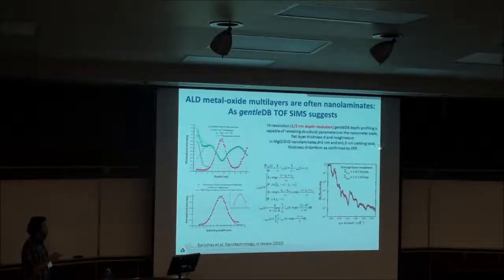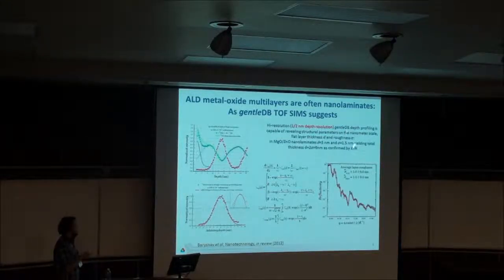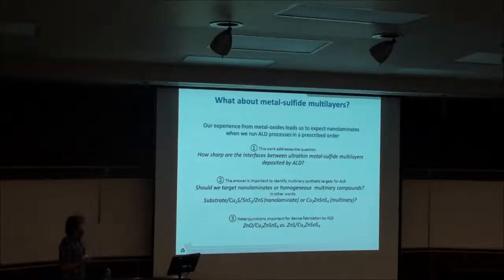And we were also able to learn something about the nanolaminates themselves. We showed that the flat thickness of these nanolaminates grown by atomic layer deposition was only 3 nanometers, and the interfacial roughness was 0.5 nanometers. So it was purely done by a depth profiling experiment, and these numbers were also confirmed by X-ray reflectivity.